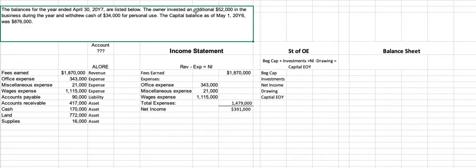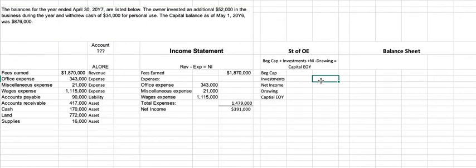The owner invested an additional $52,000. Okay, so there's our investment, $52,000 in the business during the year. He withdrew cash of $34,000. The capital balance as of May 1st, 2006 was $876,000.